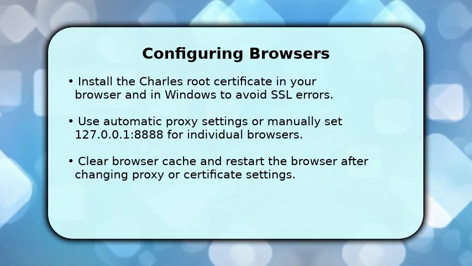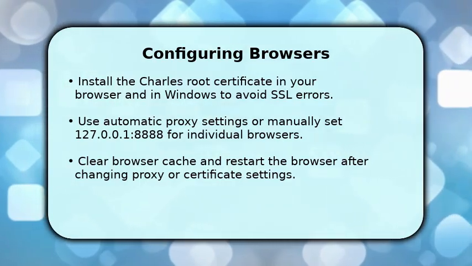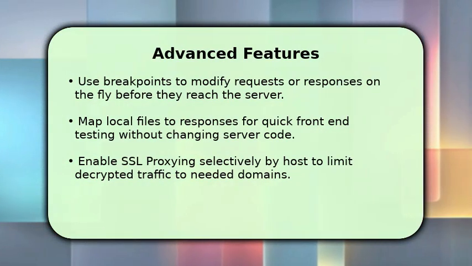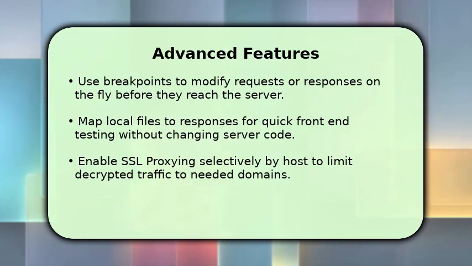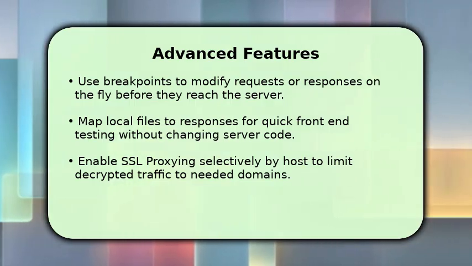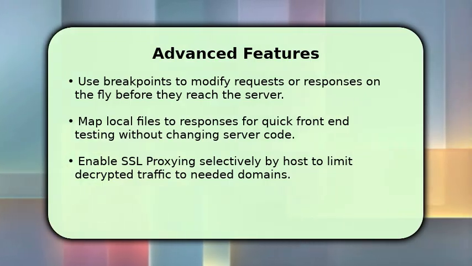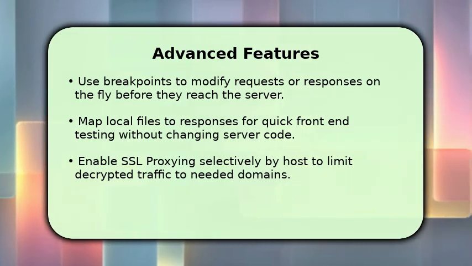Use Charles recording and throttle controls to monitor live traffic and simulate various network speeds. Charles offers powerful tools like breakpoints that let you edit requests or responses before they leave the client or reach the server. You can map a local file to a remote resource to test front-end changes instantly, and selectively enable SSL proxying for specific hosts to reduce noise.